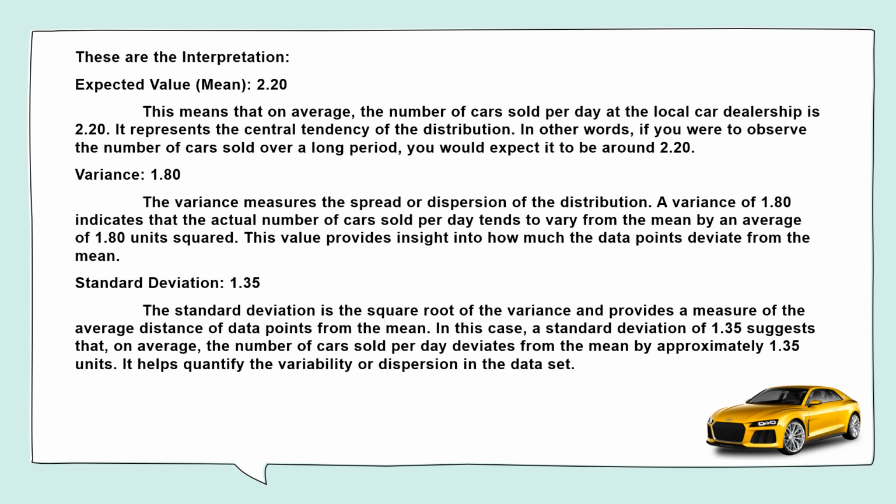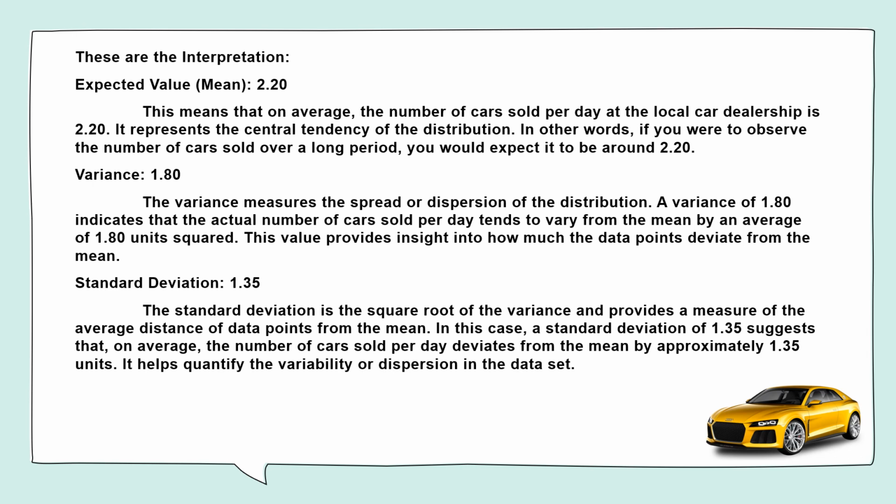Variance 1.80. The variance measures the spread or dispersion of the distribution. A variance of 1.80 indicates that the actual number of cars sold per day tends to vary from the mean by an average of 1.80 units squared. This value provides insights into how much the data points deviate from the mean.